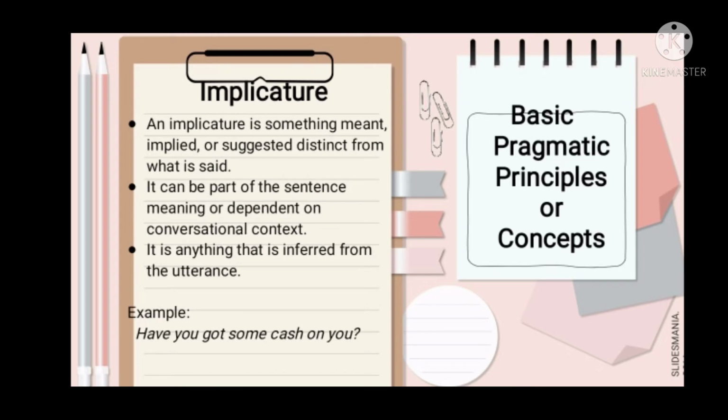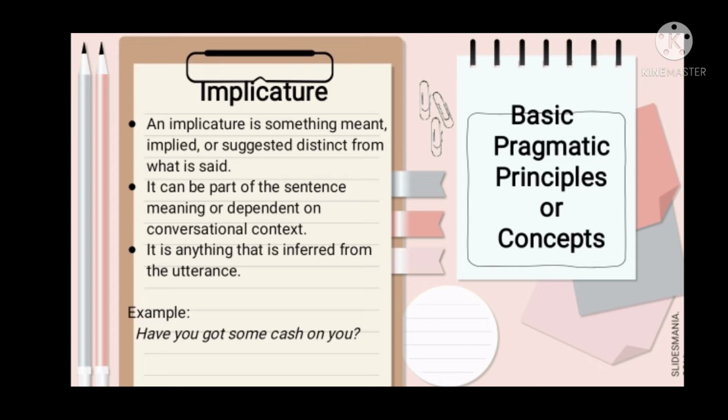The next term to be defined is implicature. This term was already mentioned in my previous discussion. An implicature is something that is meant, implied, or suggested, distinct from what is said. It can be part of the sentence meaning or dependent on conversational context. It is anything that is inferred from the utterance.